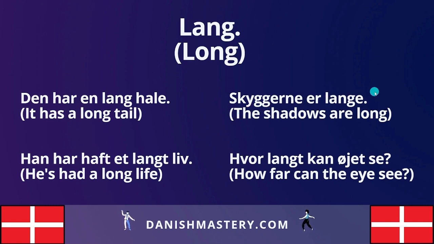Skyggerne er lange. The shadows are long. Oh, that sounds kind of scary. Oh well. By the way, skygge, if you ignore that it's plural here and just say S-K-Y-G-G-E, skygge is both shadow and shade. So there's like some convenience in knowing that. Skygge, en skygge, min skygge, i skyggen, in the shade, like that. Cool little bonus info.